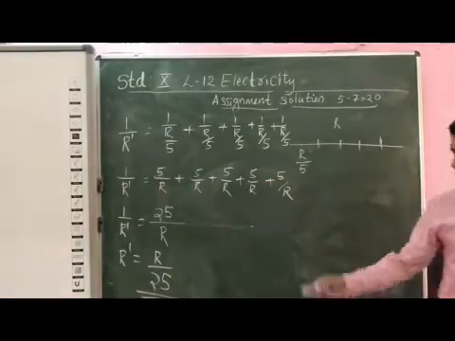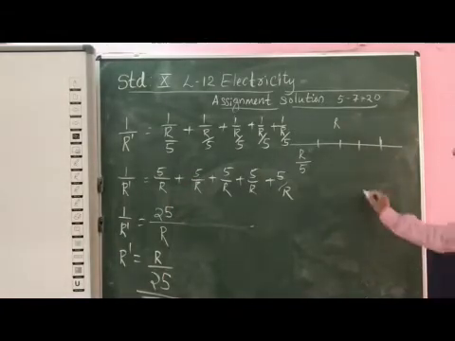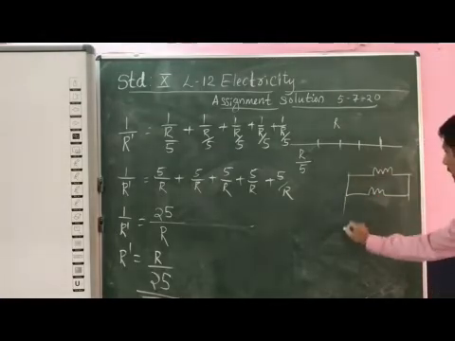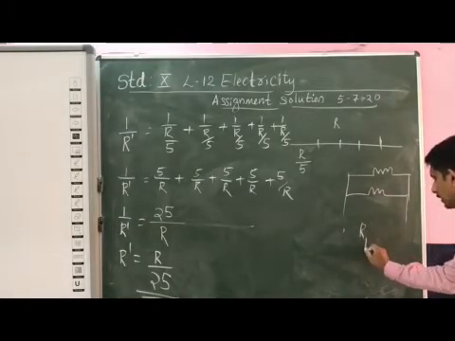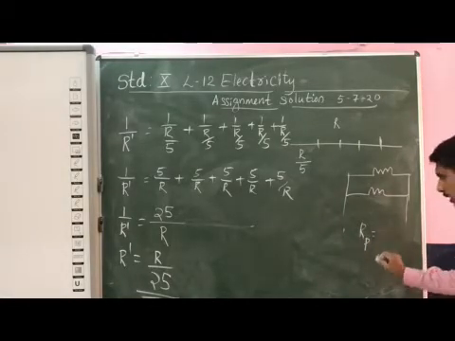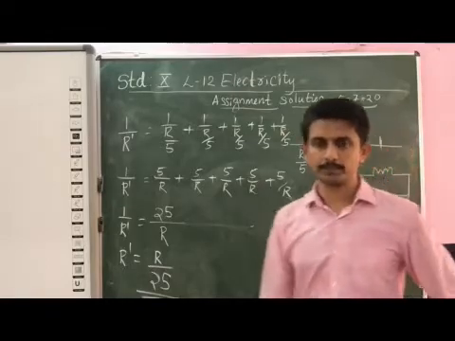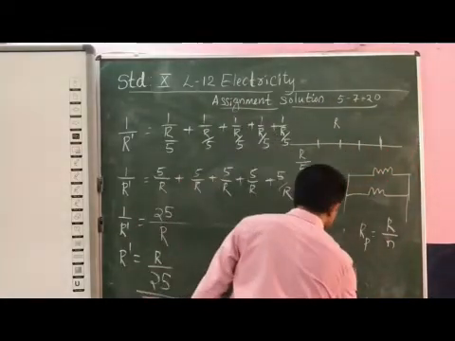Instead of doing this much calculation, we can do this in a very easy manner. We know if there are n resistors connected in parallel, the effective resistance of this parallel combination is R by n. So we can calculate that by this method.